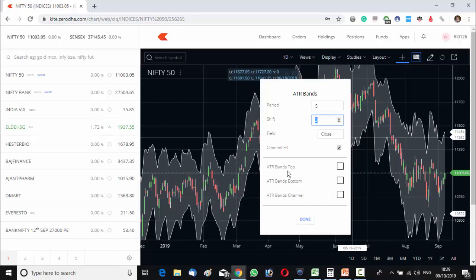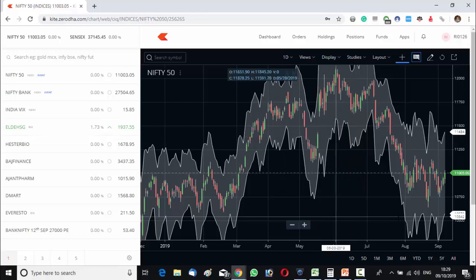And there is the color. You can change the ATR bands top color, ATR bands bottom color, and the ATR bands channel color. So let us keep it default. We click on done, and the ATR bands indicator is now on the charts. So we can see the ATR bands is a band-like indicator. Whenever the price is moving up, it is also moving up. Whenever the price is moving down, it is also moving down. But how to trade it?